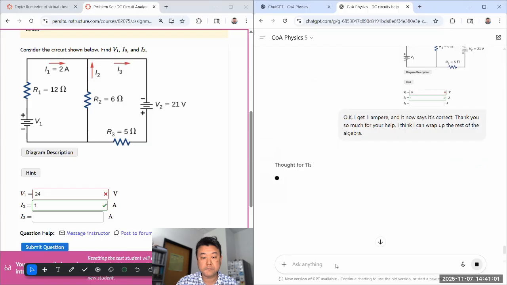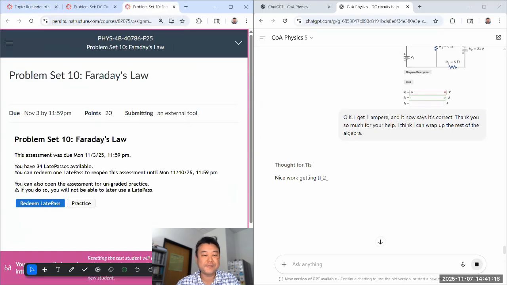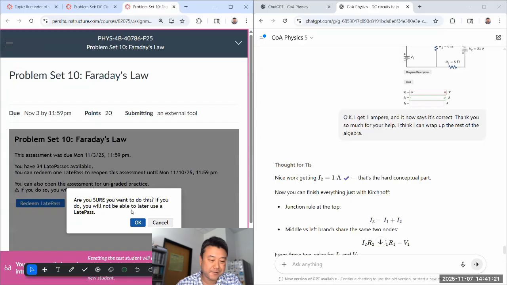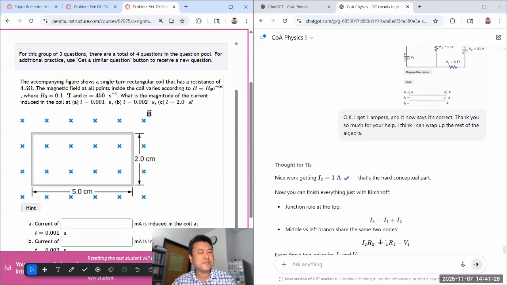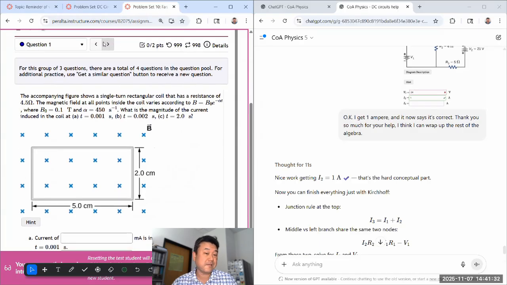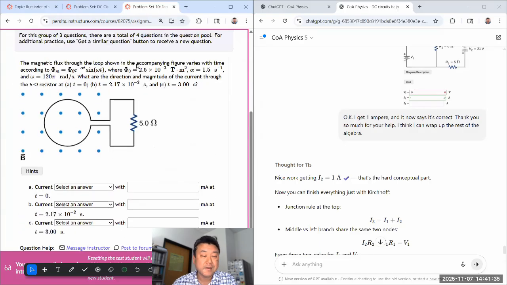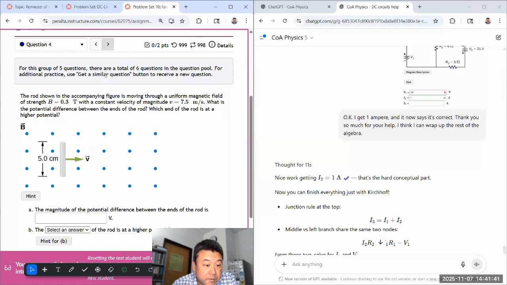So I'm going to move on to another question. We don't have a lot of remaining time, but let me do one question from Faraday's law and one question from inductors, so that we can get that off my plate and move on in the future. So let me do a Faraday's law question. Practice. I don't need to use Lay Pass. You also don't need to use Lay Pass. Basically, I think the only assignment where you can't do something without Lay Pass is the timed assessment. Anything else you can do in practice mode, and it's functionally equivalent to doing it in the regular way.